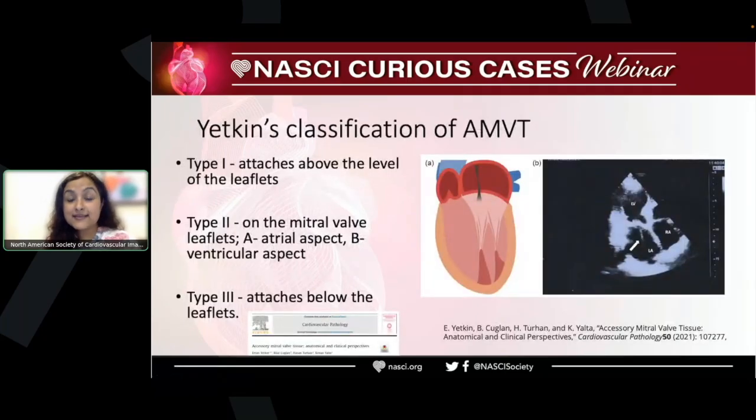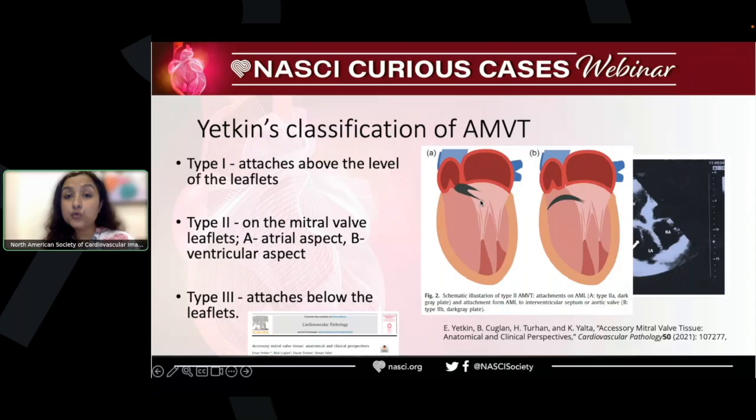There is a classification of this entity. There is very limited literature, but there is some. Type 1 is the tissue which attaches to the mitral valve and then attaches somewhere above the level of leaflets. In this case, it is attaching to the atria. Type 2, which is the most common, is attached to the mitral valve leaflet. Both ends are on the leaflet in type 2A, but it goes into the LV outflow and comes back and attaches to the mitral valve. So probably our case was a type 2A.